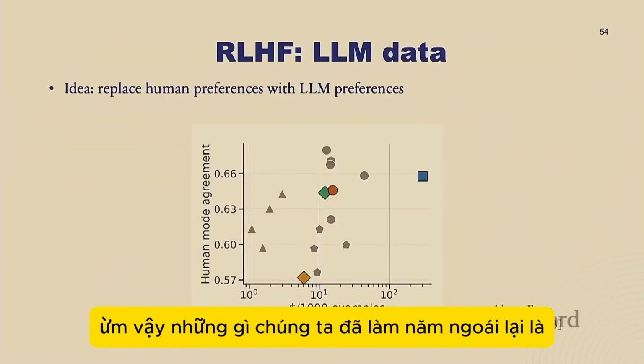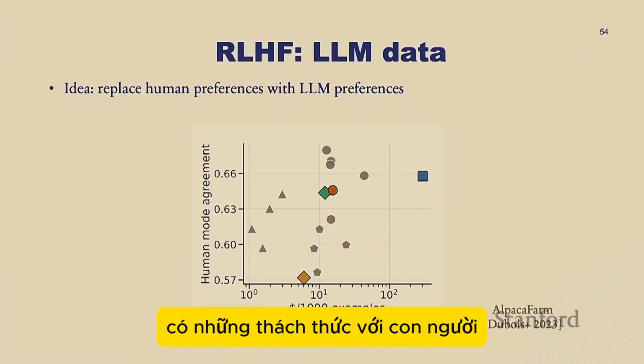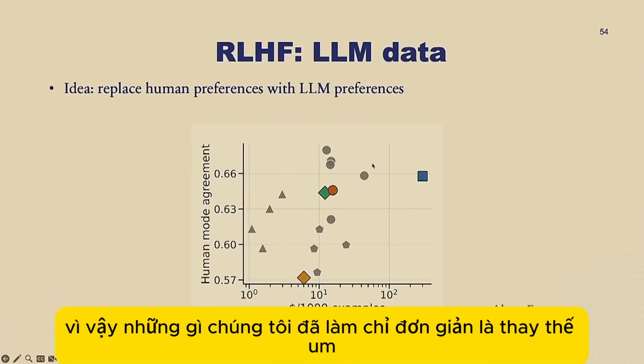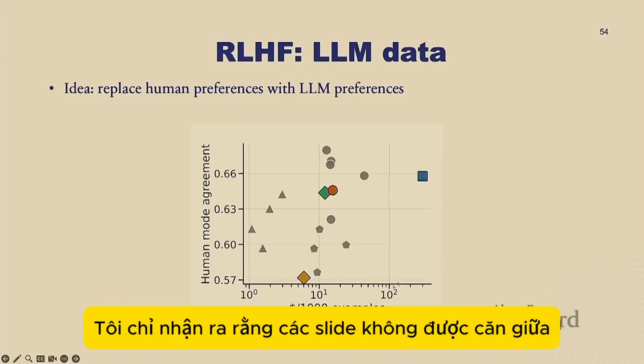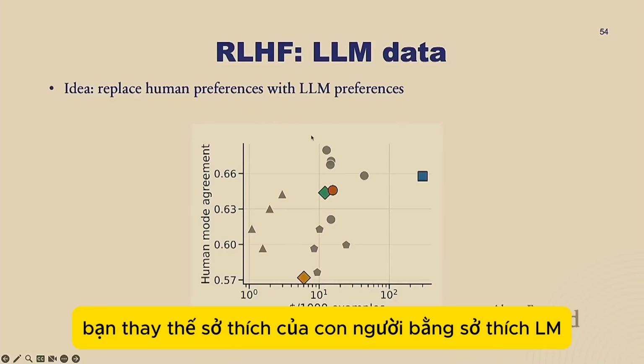So what we did last year, again the same thing as Alpaca, was the idea of: well, there are challenges with humans, maybe we can just replace them with LLMs. So what we did is simply replace human preferences with LLM preferences.